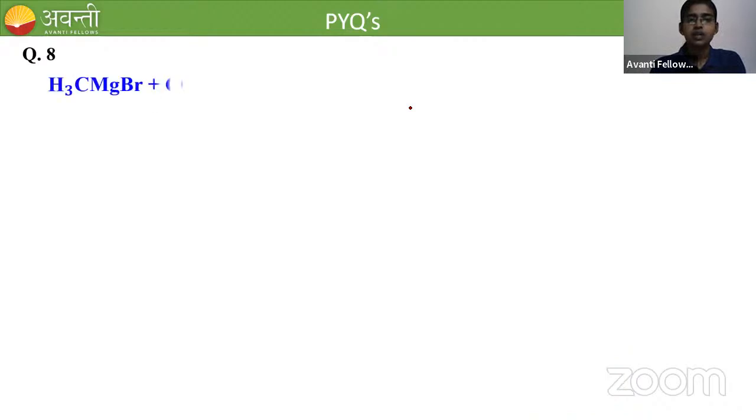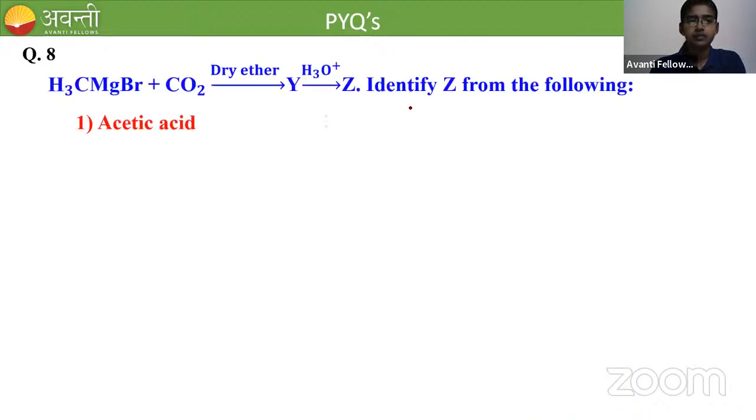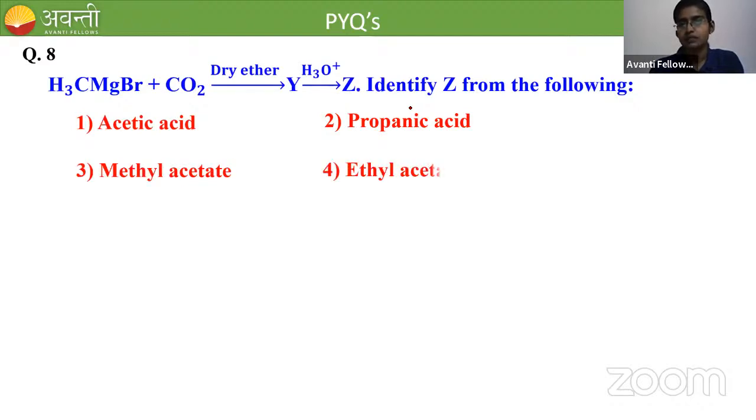So question number 8 states that methyl magnesium bromide with carbon dioxide in the presence of dry ether forms Y, and with H3O plus it forms Z. So you have to identify the compound Z from the following.